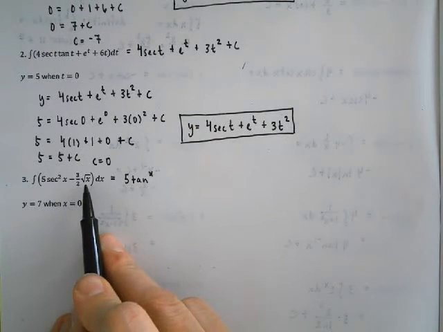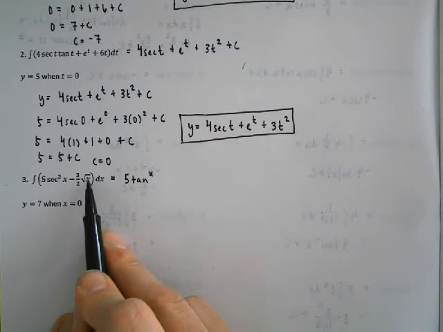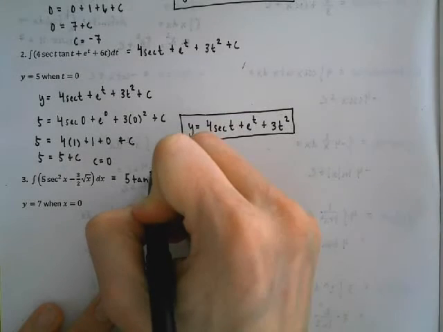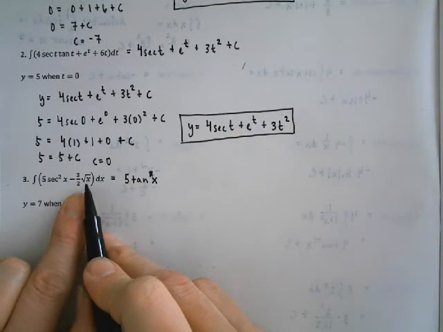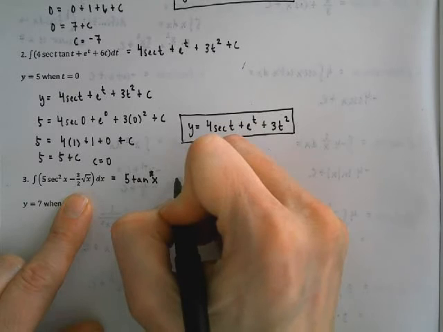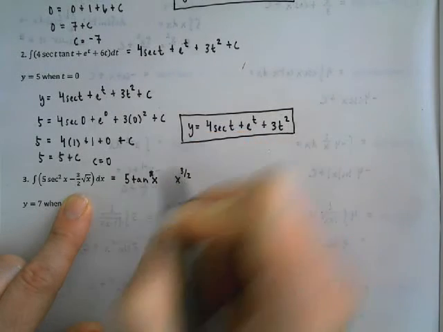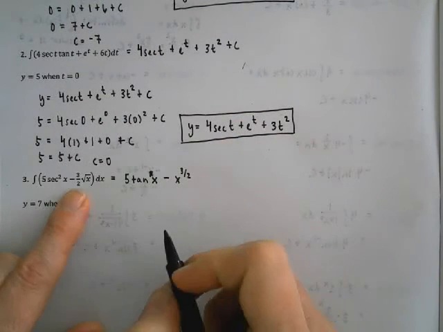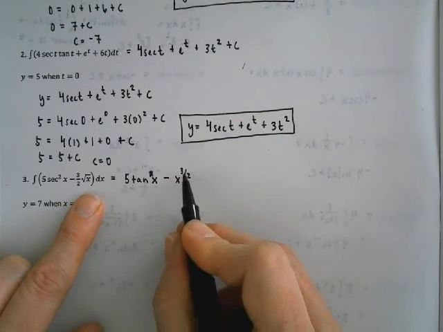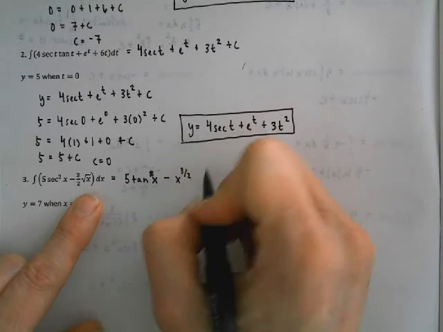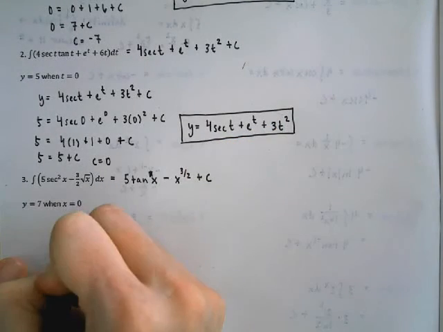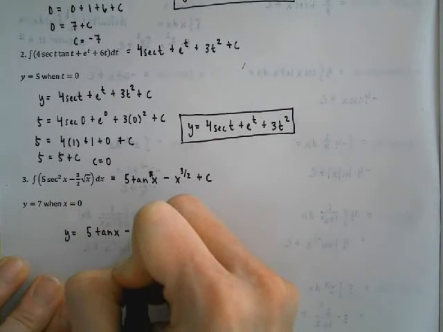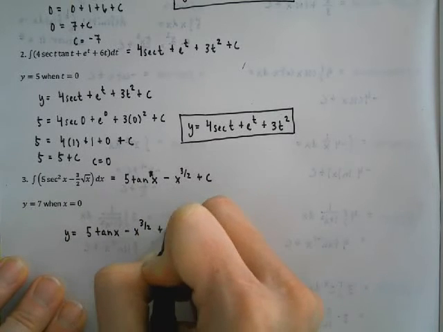Now, let's see. For my second term, I know square root of x is the same as x to the 1/2. If I add 1 to 1/2, my new exponent is going to be 3/2. If I divide by 3/2, I just have a minus 1. So 5 tangent of x minus x to the 3/2 plus c. So here I have my function, 5 times tangent of x minus x to the 3/2 plus c.